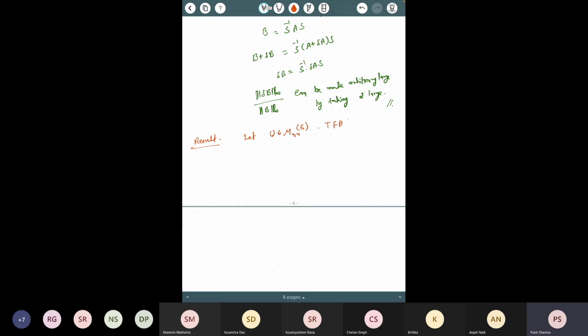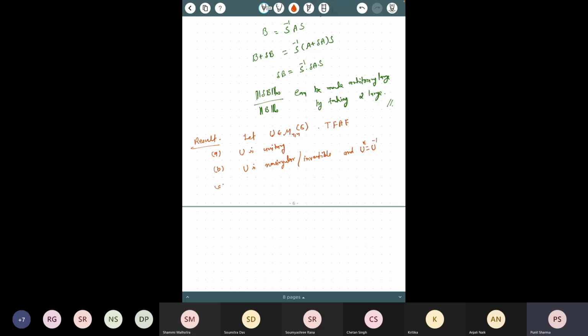Then the following are equivalent. All these, whatever I'm writing now, they are equivalent. That means U is unitary. This is equivalent to saying that U is non-singular, that means invertible, whatever you want to use. And U star is U inverse, the same thing.